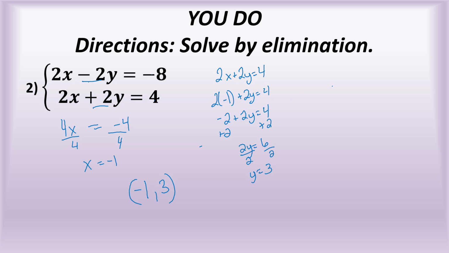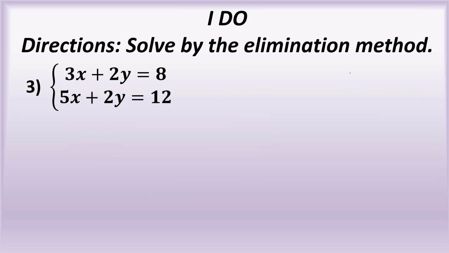Now, certainly we want to be able to check our solution. We already know that our solution works in the second equation because we plugged in the x value and it gave us a particular solution. We really want to know, is it going to work in the other equation? So 2 times negative 1 minus 2 times 3 should equal negative 8. 2 times negative 1 is negative 2. 2 times 3 is 6 equals negative 8. Does negative 2 minus 6 equal negative 8? Yes, it does. So we've done really good on this problem too.